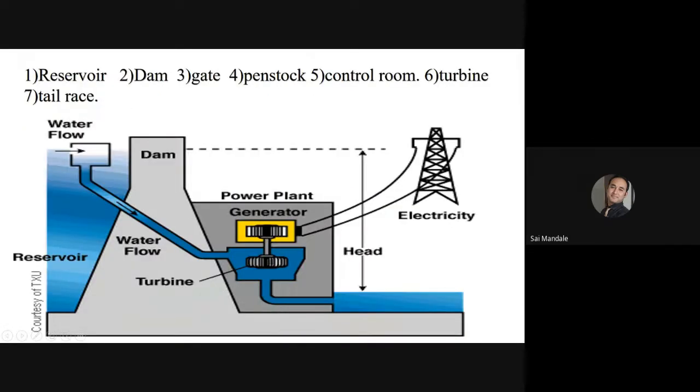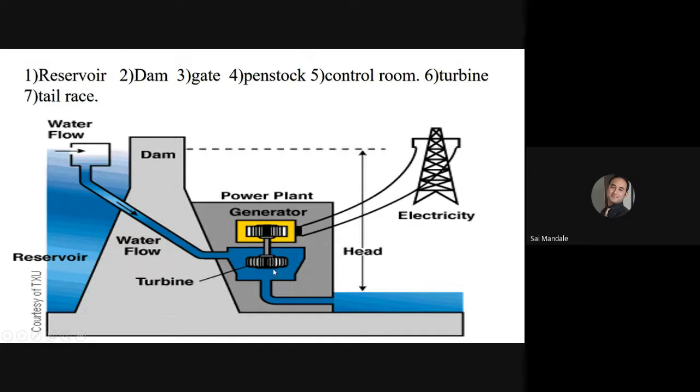So this is the basic layout, the basic structure of the hydroelectric power plant. Let's identify what it consists of. The first point is the reservoir. The second one is the dam. The third one is the penstock. Next one is the turbine. This is the vertical axis turbine.